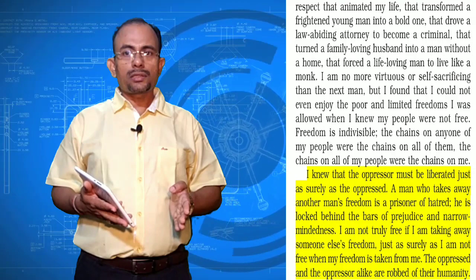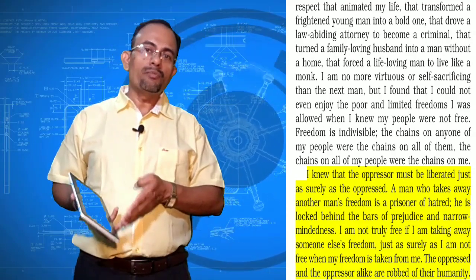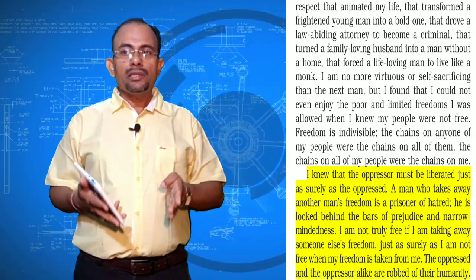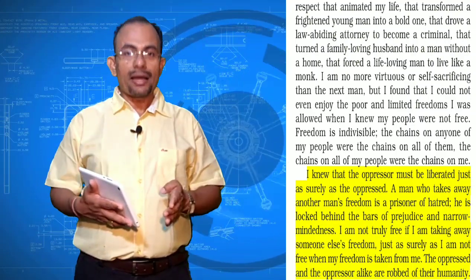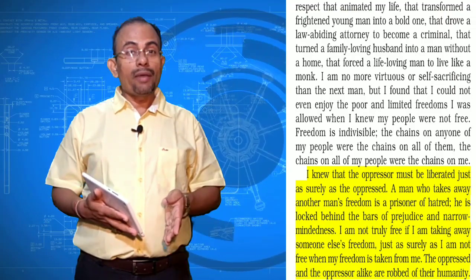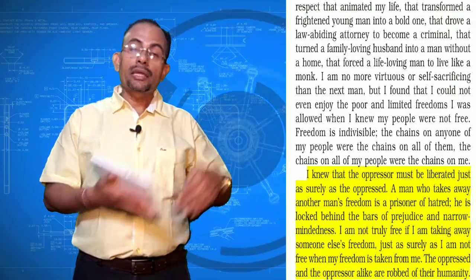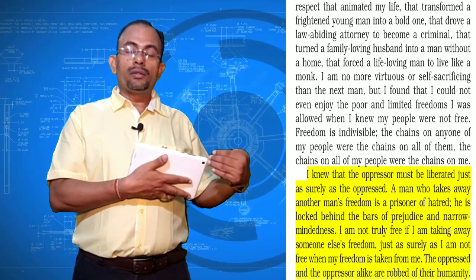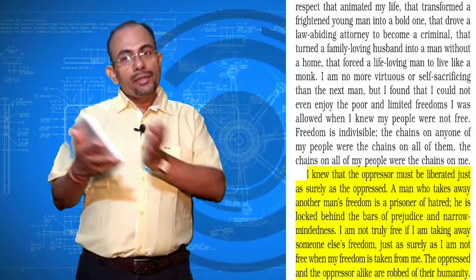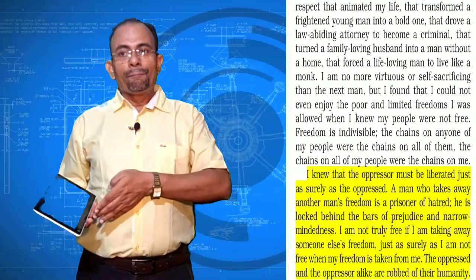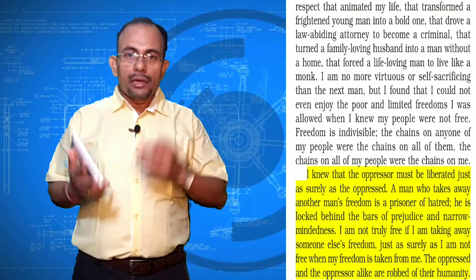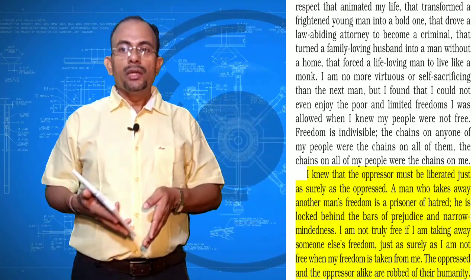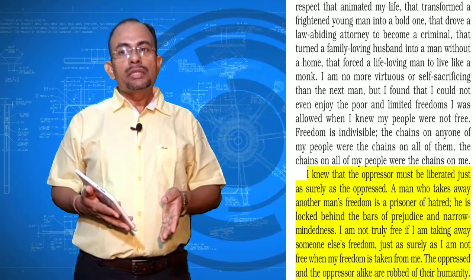"The oppressed and the oppressor alike are robbed of their humanity." It means, dear students, both the white people and the black people do not have the characteristics of humanity. The oppressor does not have humanity because he has taken away the freedom of the black people. On the other hand, the oppressed do not have humanity, as their humanistic features like love, kindness, forgiveness, etc. have already been snatched or taken away by the oppressor.